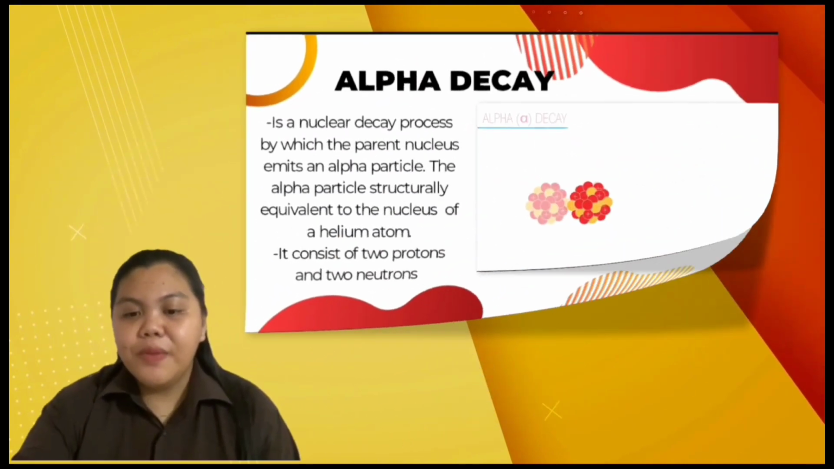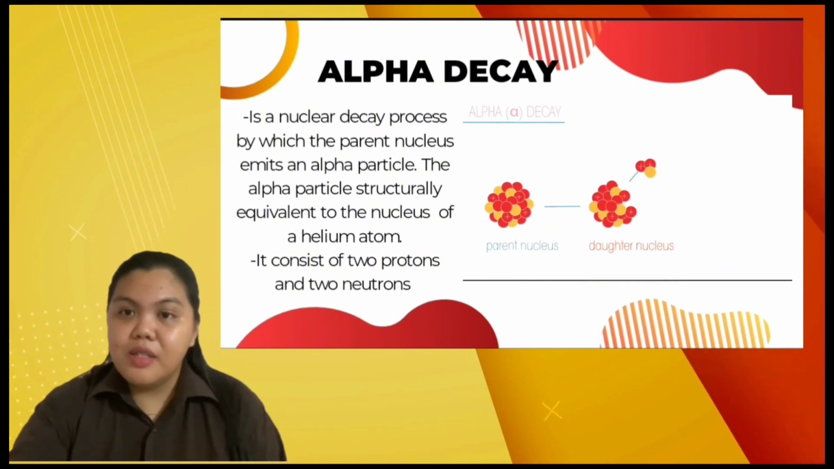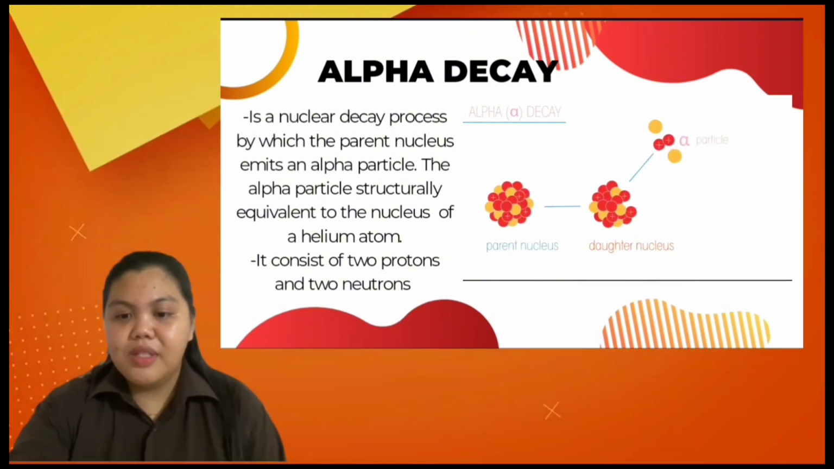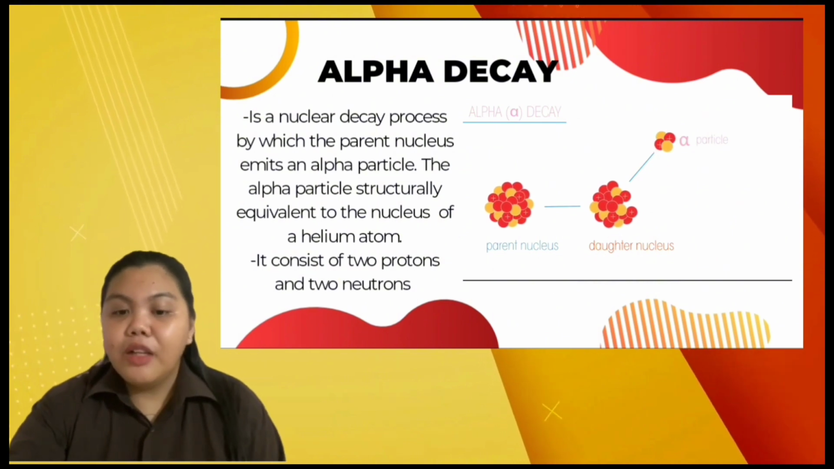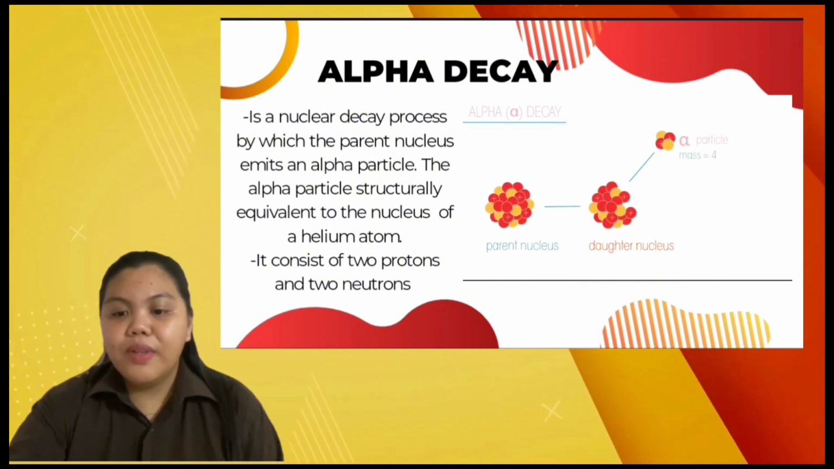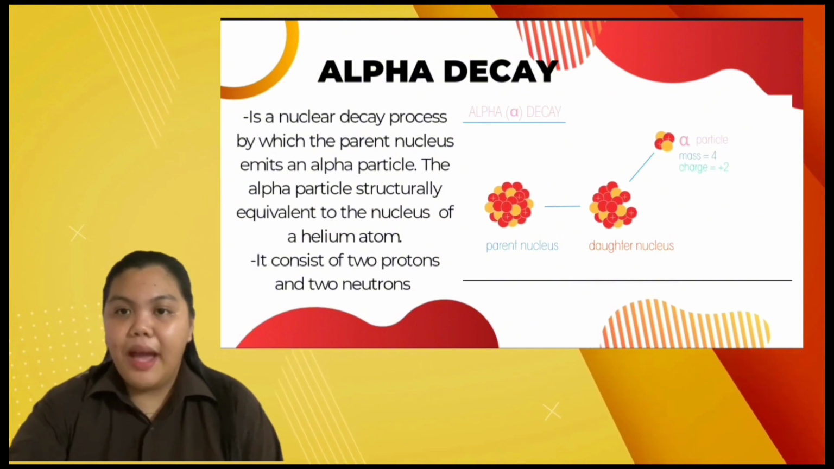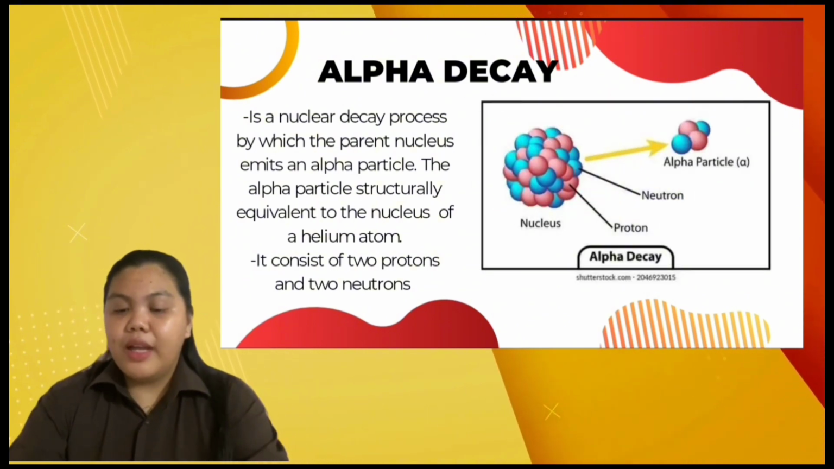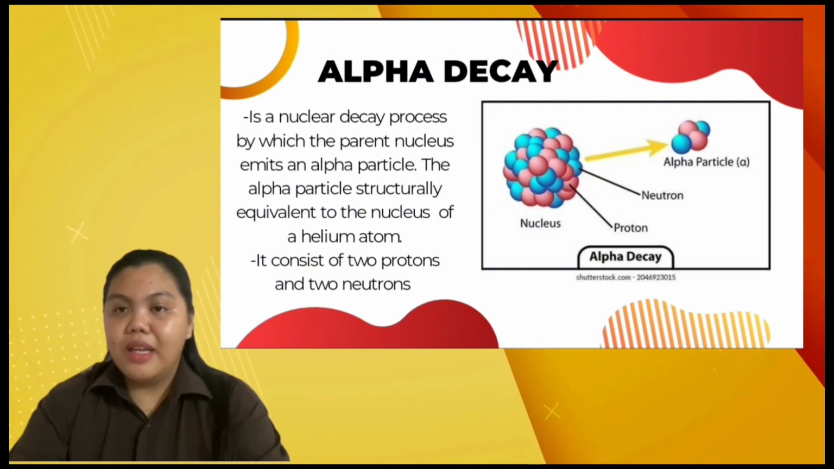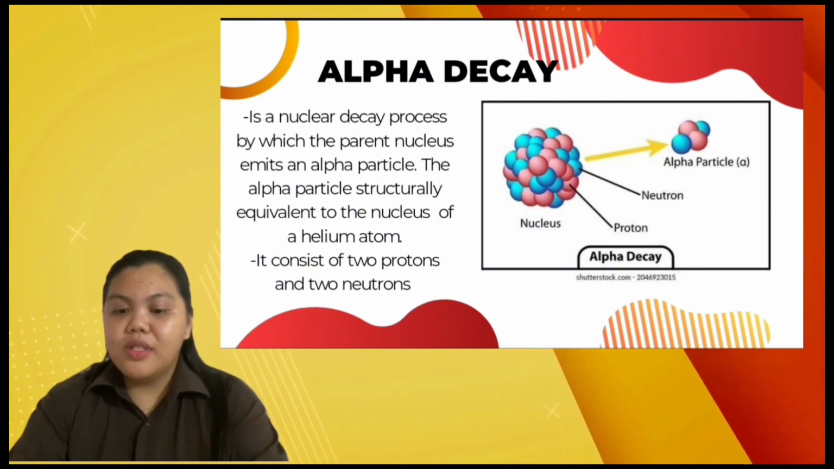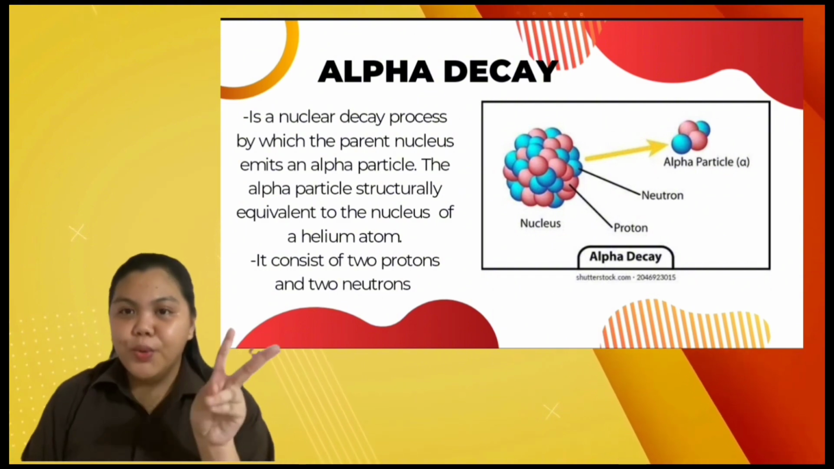Now, let us talk first about alpha decay. What is alpha decay? Alpha decay is a nuclear decay process by which the parent nucleus emits an alpha particle. The alpha particle is structurally equivalent to the nucleus of a helium atom. In the process of alpha decay, the nucleus emits an alpha particle which consists of 2 protons and 2 neutrons.